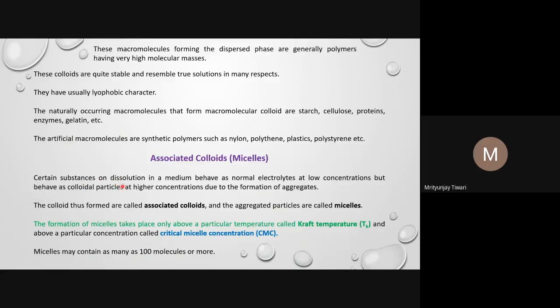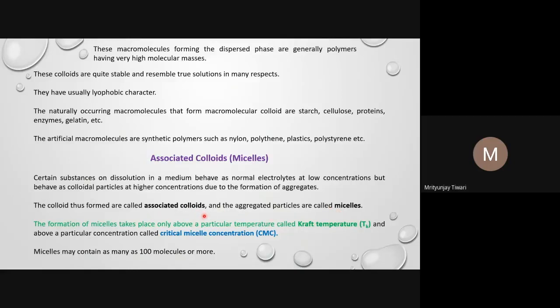So certain substances in a medium behave as normal electrolytes at low concentration, but behave as colloidal particles at higher concentration due to the formation of aggregates. The colloids thus formed are called associated colloids, and the aggregated particles are called micelles.